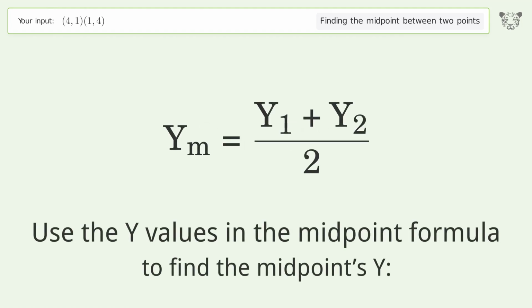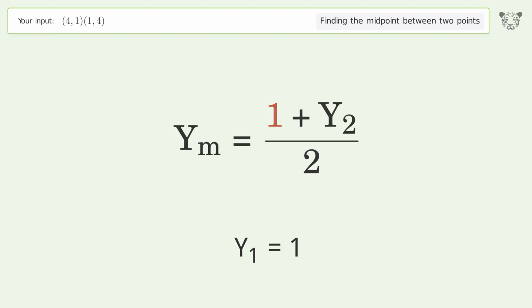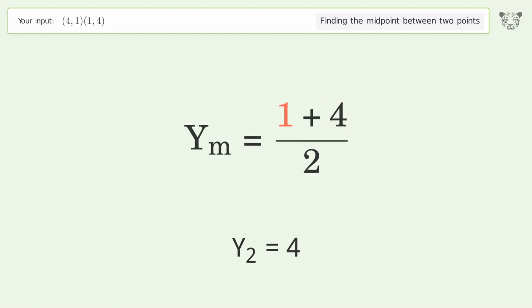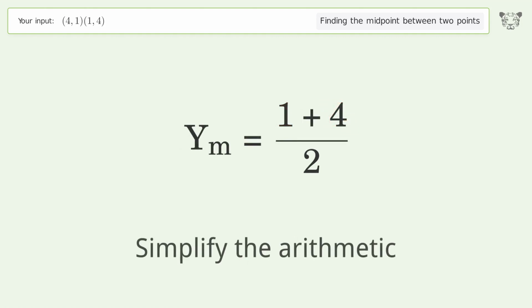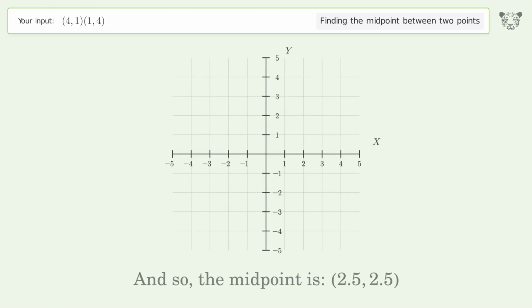Use the y values in the midpoint formula to find the midpoint's y. y1 equals 1. y2 equals 4. Simplify the arithmetic. And so, the midpoint is 2.5, 2.5.